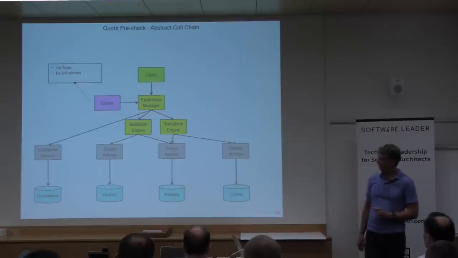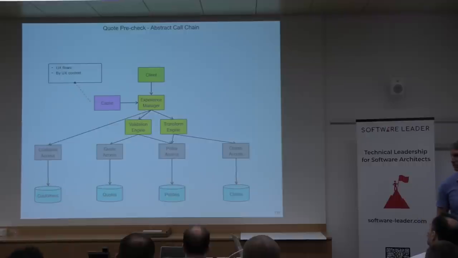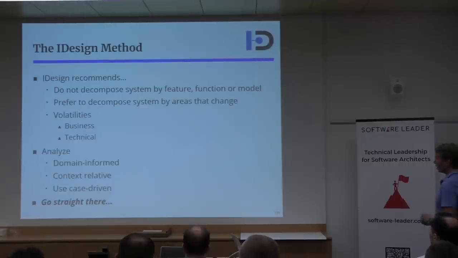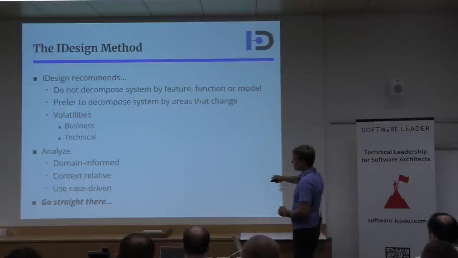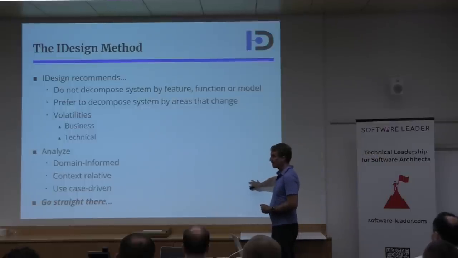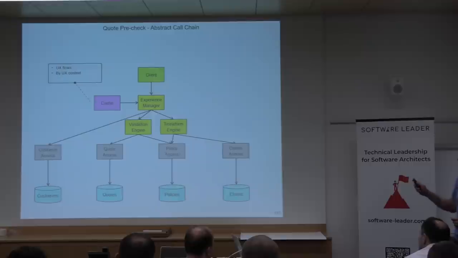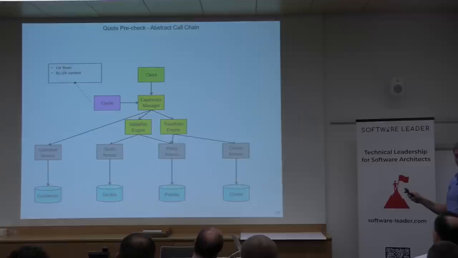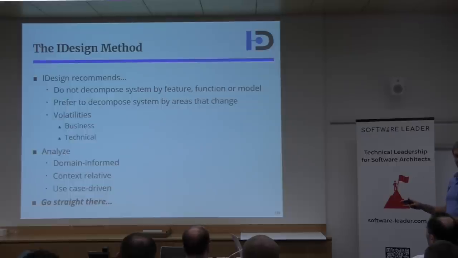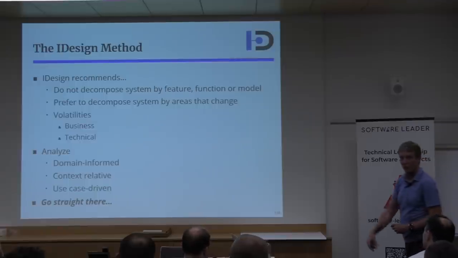So when we abstract it out during design, we come up with something like this. And of course, we do the analysis informed by the domain relative to the context and driven by the use cases. If this team had run the iDesign method first, they would have come much closer to something like this. The net result is that, from my experience, running the method gets you closer to where you eventually will arrive anyway after all this iteration and all the experimentation. You get there much quicker.